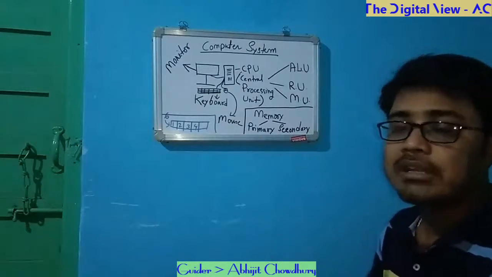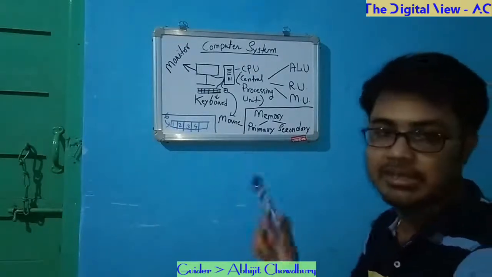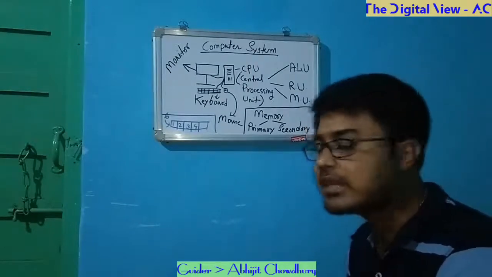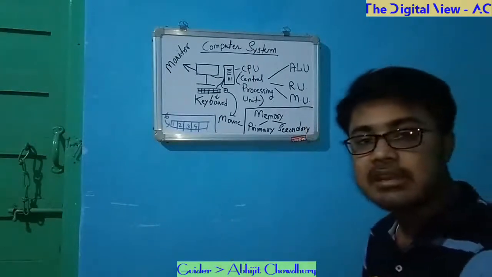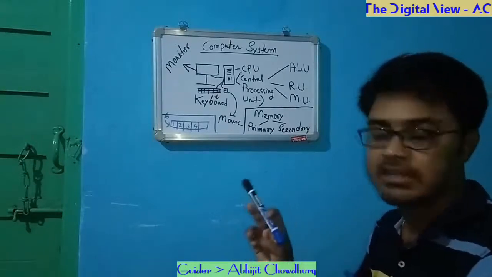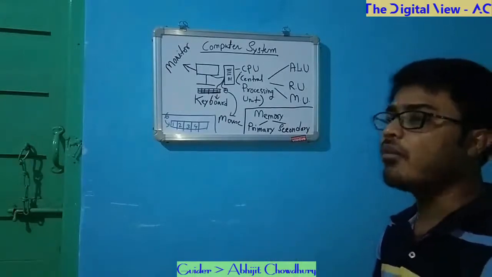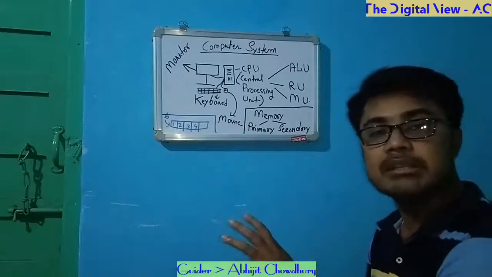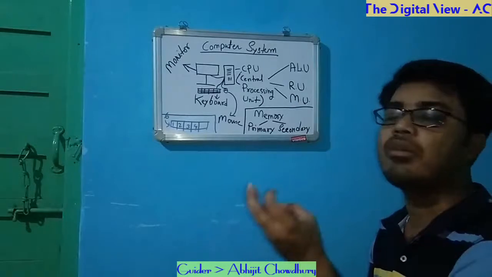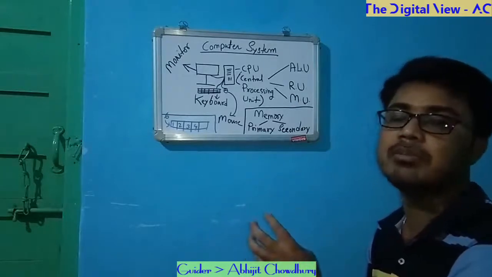So what are arithmetical operations? Subtraction, addition, division and multiplication are known as arithmetical operations. And what are the logical operations? AND, OR, NOT, these are all known as logical operations.